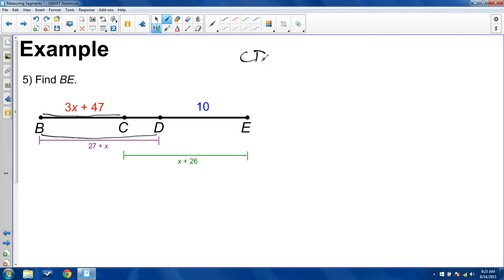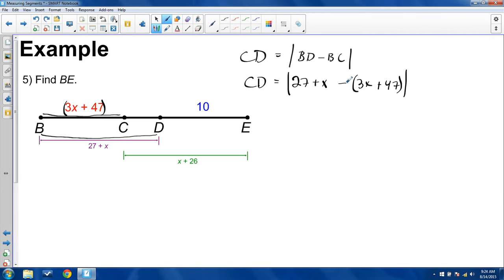So CD is equal to the absolute value of BD minus BC. So CD is equal to 27 plus x minus 3x plus 47. Now, there are parentheses here because I'm subtracting this entire quantity. So I don't want to just write minus 3x and then plus 47. I'm going to have to subtract the 47 as well. So CD is equal to 27 plus x minus 3x minus 47.